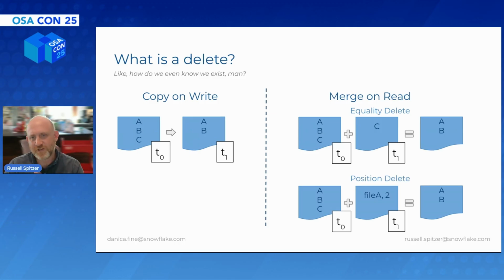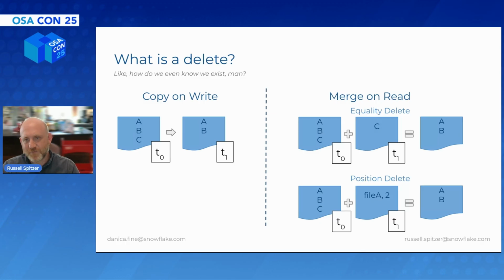So position deletes work very similarly, where if I have a file ABC and I want to delete row C, instead I write a position delete file, which tells me which file I'm modifying. So in this case, I'm calling that first file file A. And then we also mark the ordinal of the row which we are removing. So in this case, row A is 0, row B is 1, and row C is 2. So I've written in a position delete file that says, when reading file A, ignore row 2.